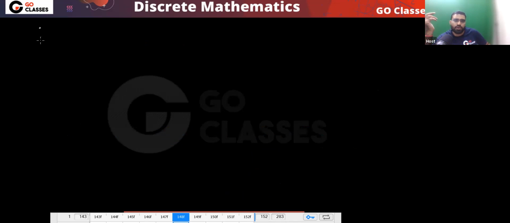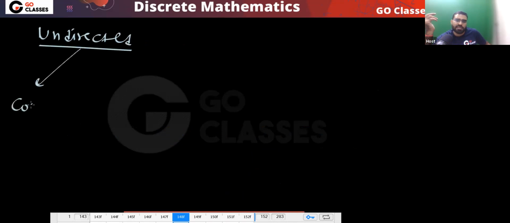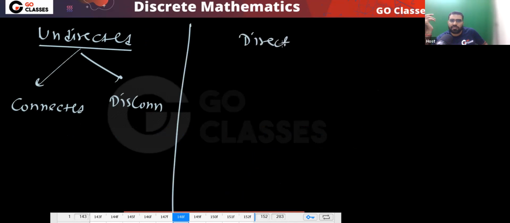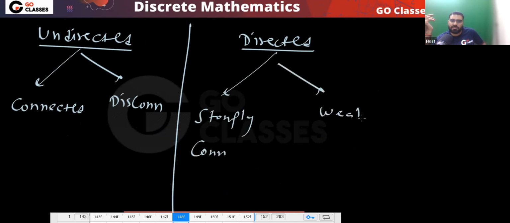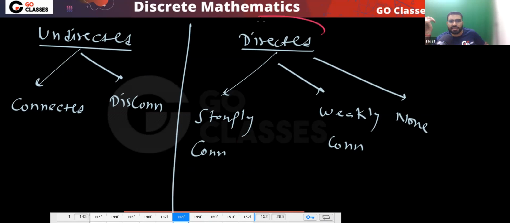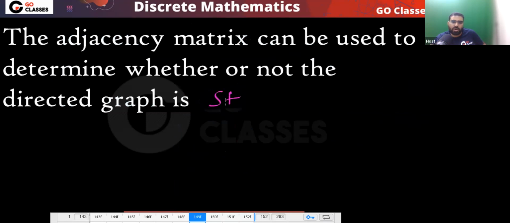If you have an undirected graph, you can use these words: it is either connected or disconnected. But for a directed graph, it is either strongly connected, or weakly connected, or none of these. So for a directed graph, I should ask whether it is strongly connected or not.